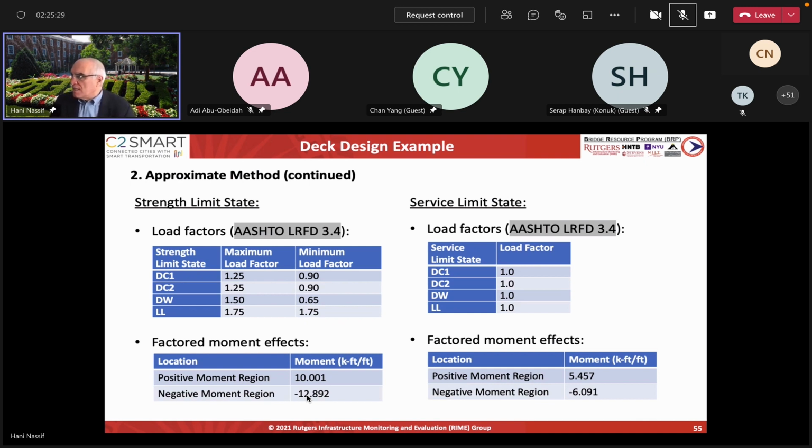So this is the service 1 limit state, and the load factors here for all of them are 1, okay? And if you calculate the factored moment that way, it is the actual moments, the service moments that you calculated earlier. Are there any questions up to this point?